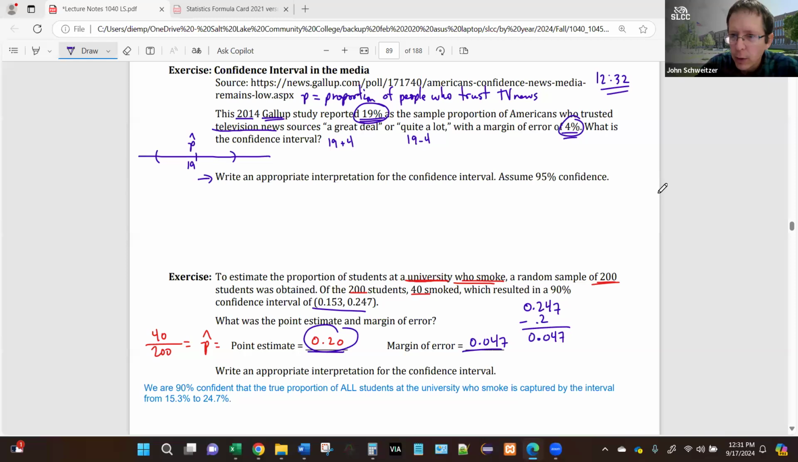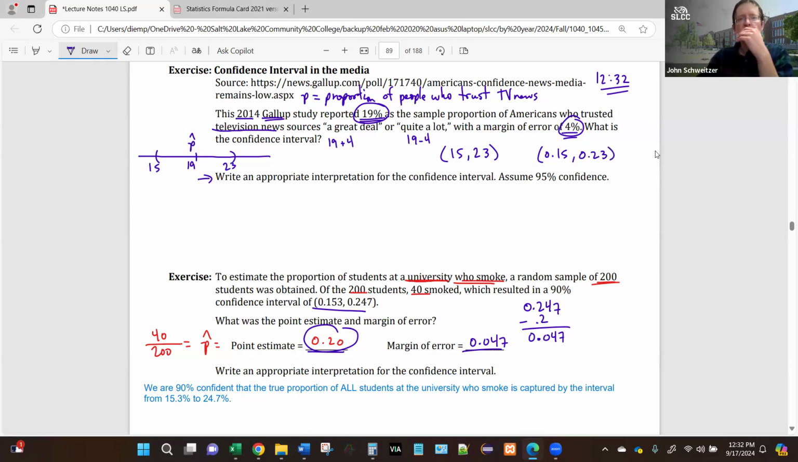Okay, anybody get it? What are the two endpoints here for this confidence interval from Gallup? If we go 19 plus 4, that should give us the right endpoint. If we go 19 minus 4, that should be the left endpoint. So the interval is ranging from 15% to 23%. We wrote that as a proportion. That would be 0.15, 0.23.